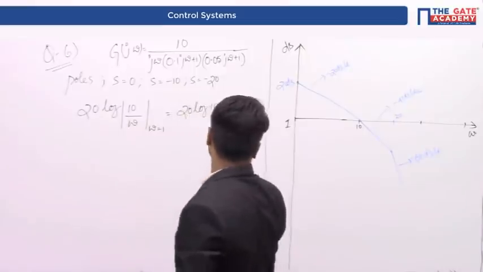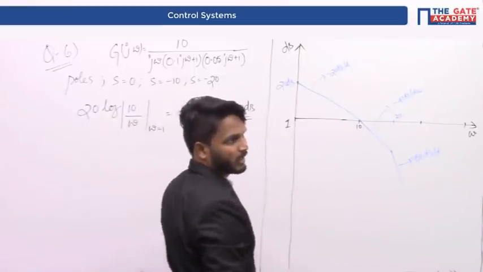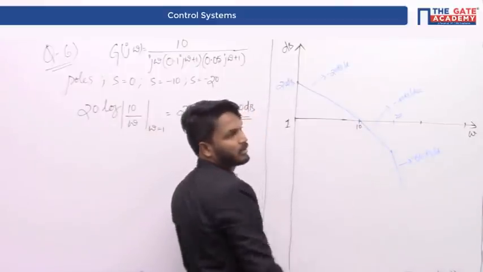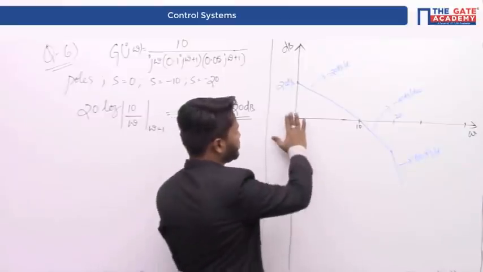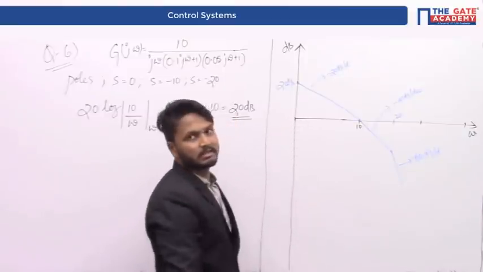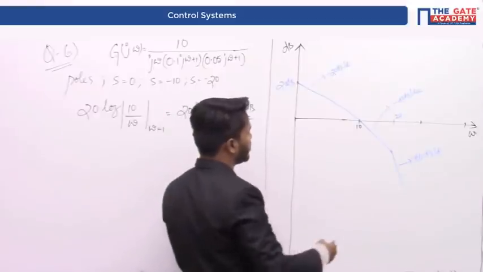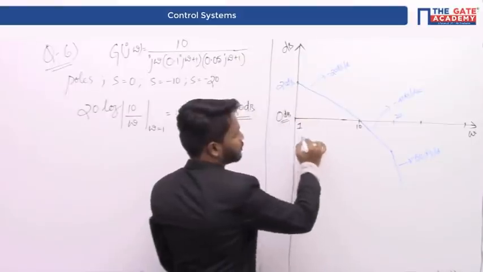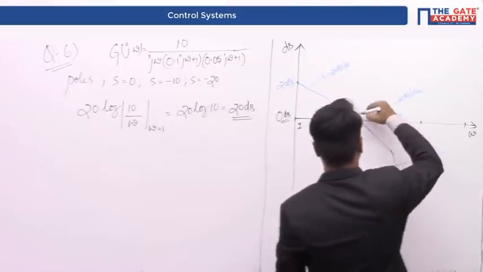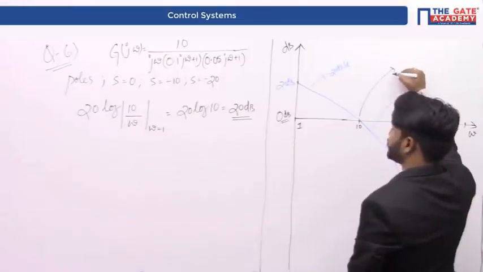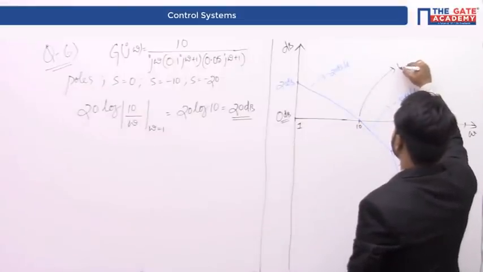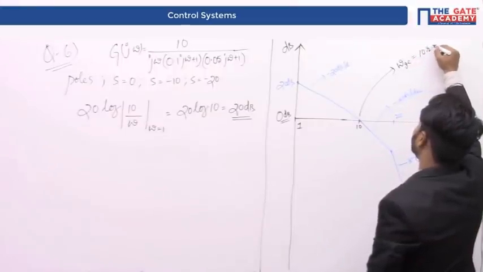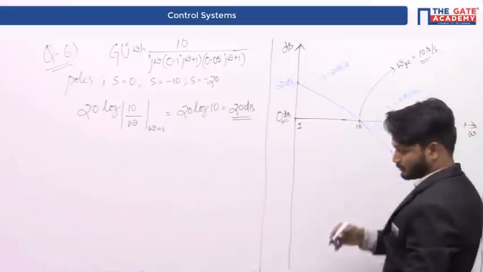The advantage of plotting this gain plot here itself is you can easily find out the gain crossover frequency. That is, the system is crossing the 0 dB line at omega equal to 10 radian per second. At omega equal to 10 radian per second, the plot is crossing the 0 dB line, which means gain crossover frequency omega suffix gc is equal to 10 radian per second.